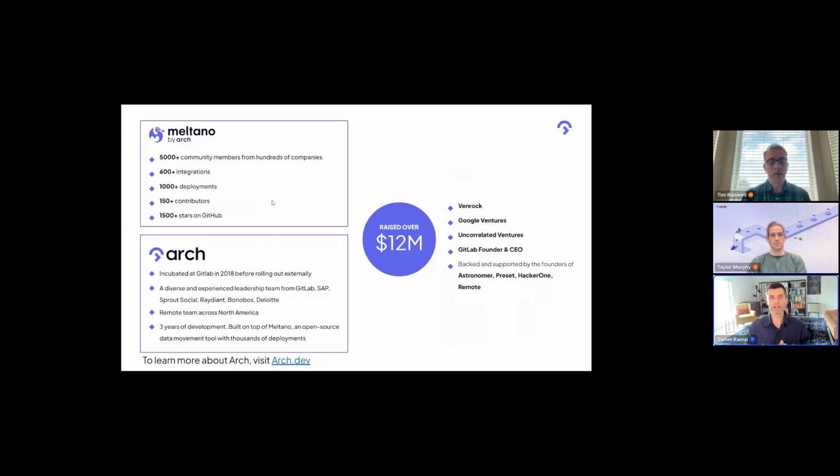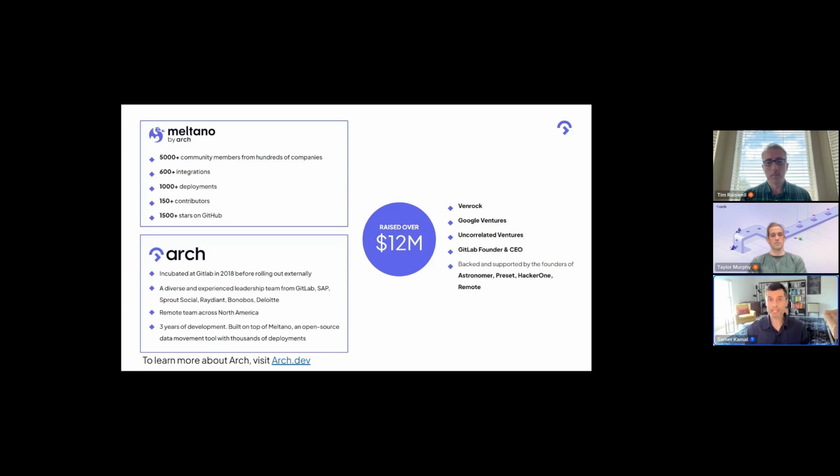If you're not familiar, Arch really started as Meltano, the famous data movement, data integration tool used by hundreds, if not thousands of applications and companies out there, from Fortune 500 companies to even small and mid-sized businesses. The community is very strong. We have more than 5,000 people in our Slack channel building integrations every day, hundreds of them. Thank you for everyone involved with that.